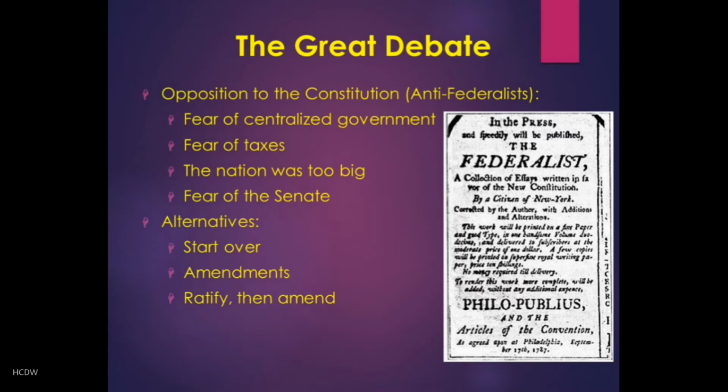So these Anti-Federalists had a number of different plans instead of accepting the Constitution. Some advocated starting all over again, throw out the Constitution as the convention had developed it, and just come up with a new plan. Others were more moderate and called for some amendments to be added and then adopt the Constitution. And still another position supported ratifying the Constitution first, with the understanding that amendments would be added later.